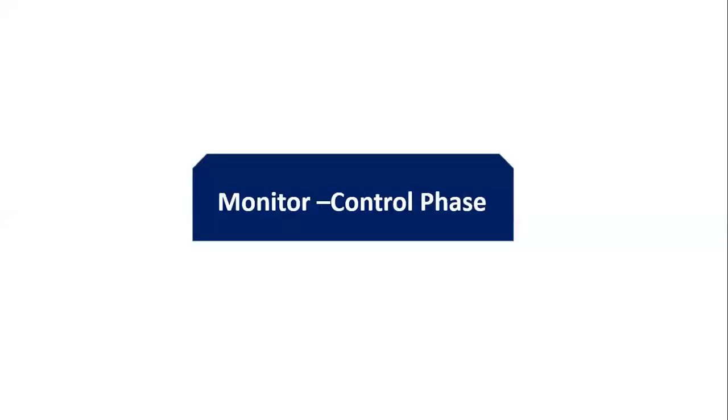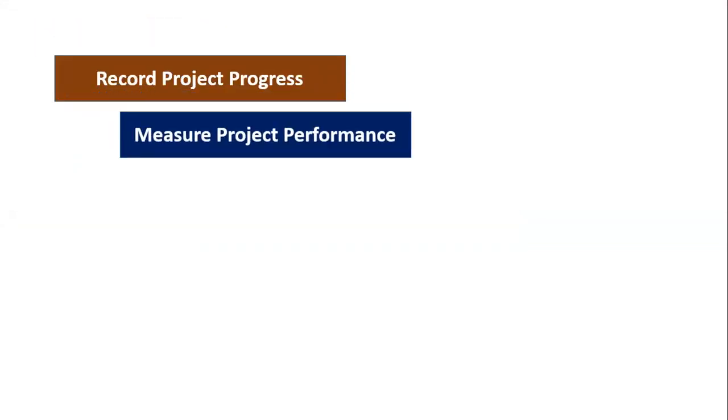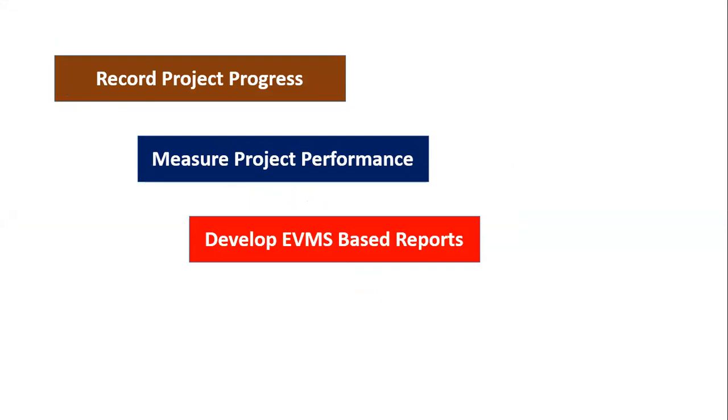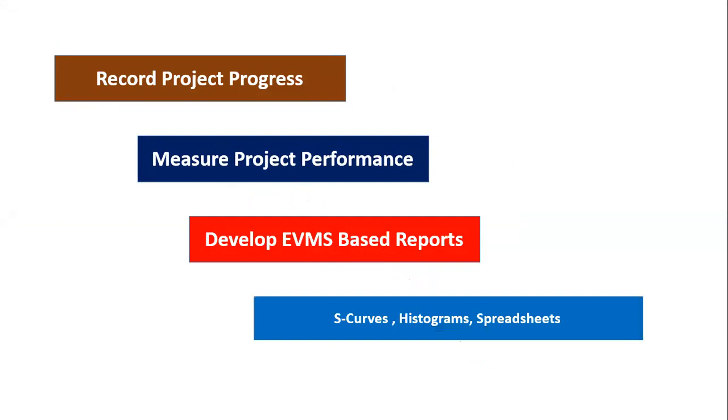During the execution phase, when you are going to execute your work, your monitor and control phase also will be started. Whatever work is being conducted in the execution phase, you have to monitor. You have to monitor your project progress, then measure your project performance and develop earned value management based reports in Primavera 6. Then you have to generate your S-curves, histograms, and spreadsheets of the actual or execution phase. These are the responsibilities or the job description areas in the monitor and control phase.